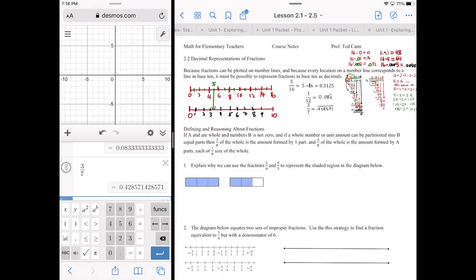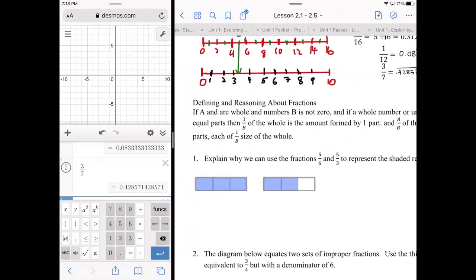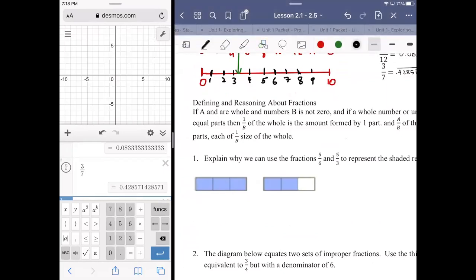But explain why we can use the fractions 5/6 and 5/3 to represent the shaded region of the diagram. Well, if you look at what we're dealing with here, the one obvious one is the 5/6, because we have 6 squares and 5 are shaded in.